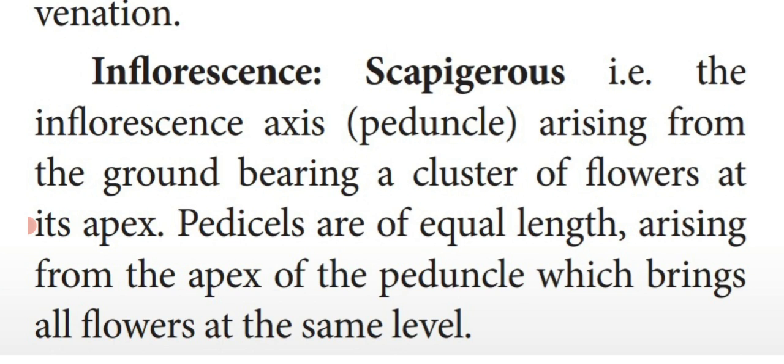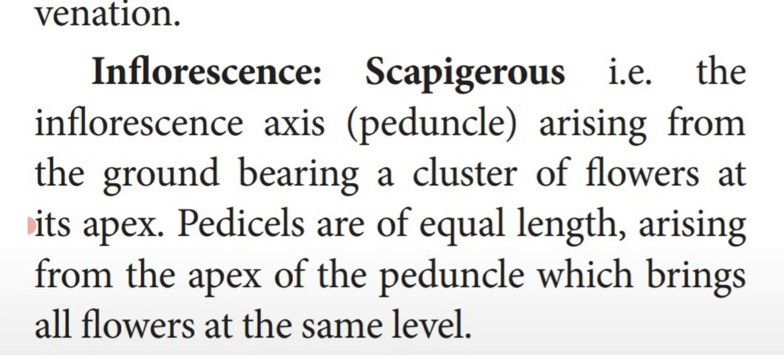Example, Allium cepa. Dear students, mark the 2 mark question. What is scapigerous inflorescence? Give example. It is the 2 mark question. Sometimes they will ask 1 mark question. Dash is an example of scapigerous inflorescence. Answer: Allium cepa. Another type of question. Allium cepa contains dash inflorescence. Scapigerous inflorescence.